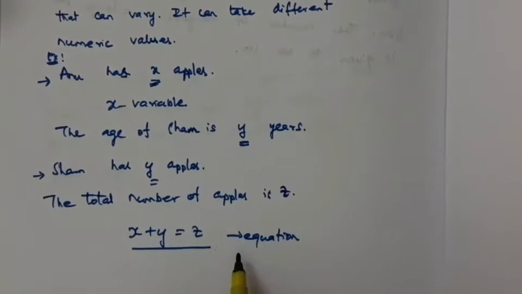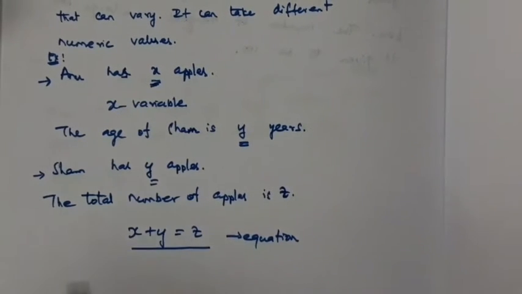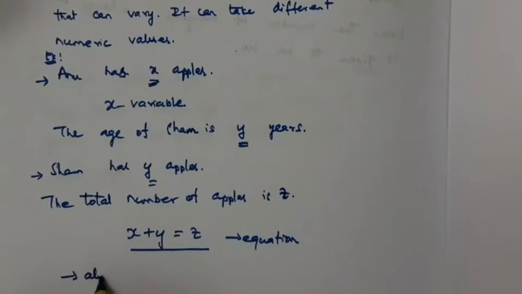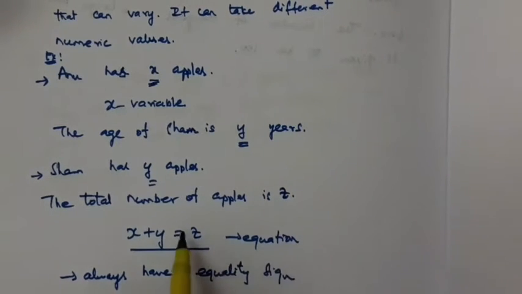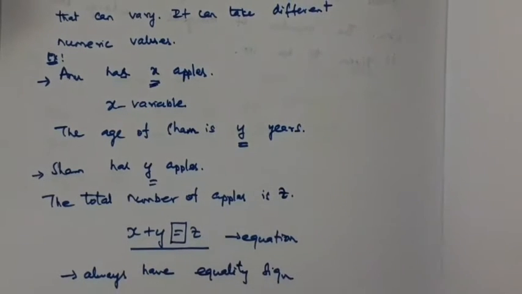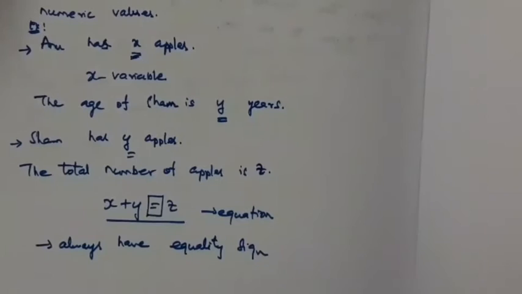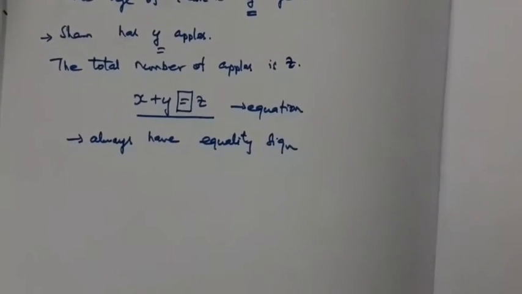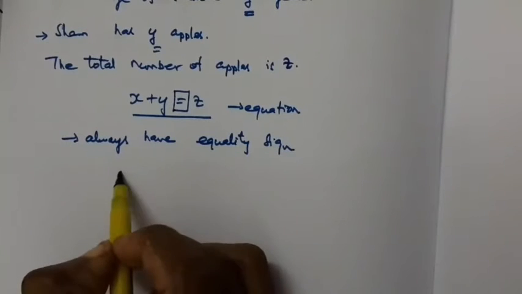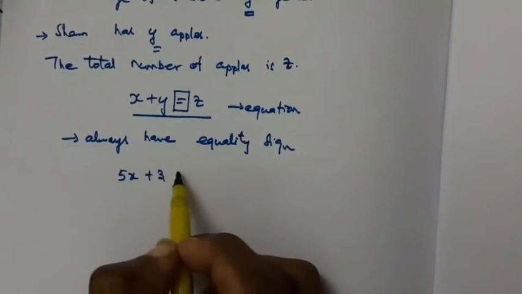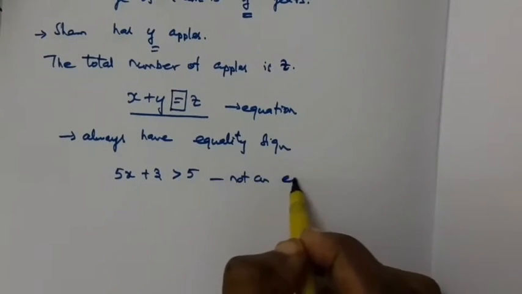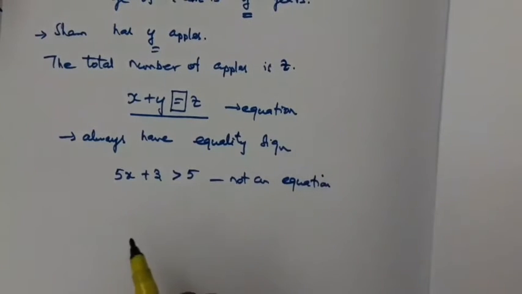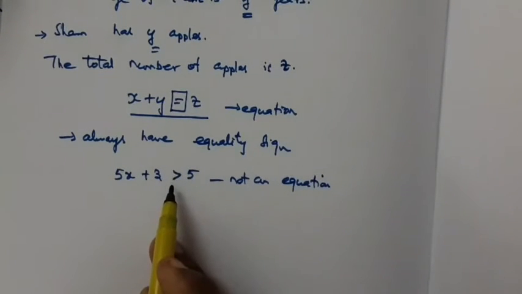Okay, now you see the equation always has an equality sign. This equality sign is very important in an equation. If this equality sign is not there, then it is not an equation. Suppose I am having an expression like this: 5x plus 3 is greater than 5. This is not an equation because the equality sign is not there. Only if there is an equality sign, then it is called an equation.